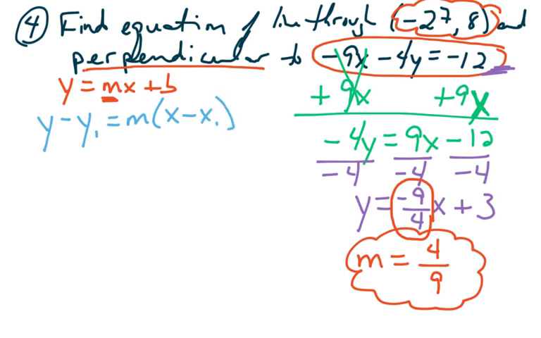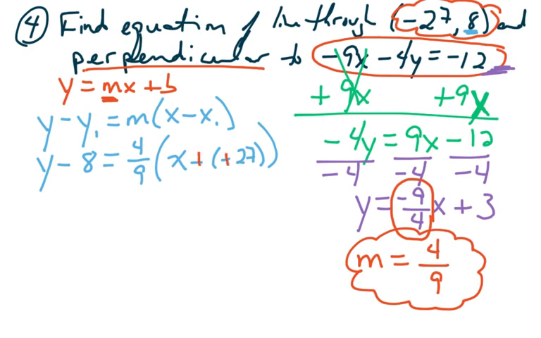I suggest that you rewrite these equations, these forms, every time you're going to use them before you plug the numbers in. For one, it puts it into memory, and for two, you'll make fewer mistakes because you have it right up there. So now it's y minus my y value, which is the 8, equals 4/9 times x minus my negative 27. Do a little cleanup here. Subtracting a negative is the same thing as adding a positive. Then we get rid of our parentheses.